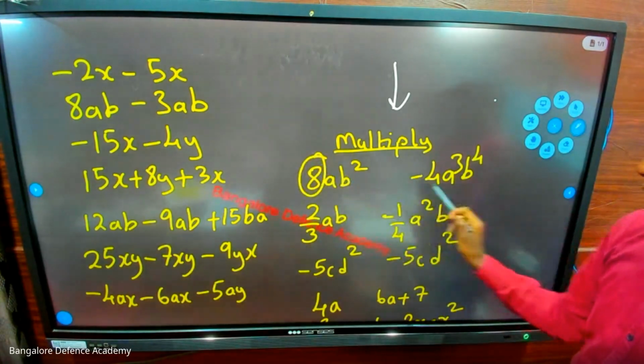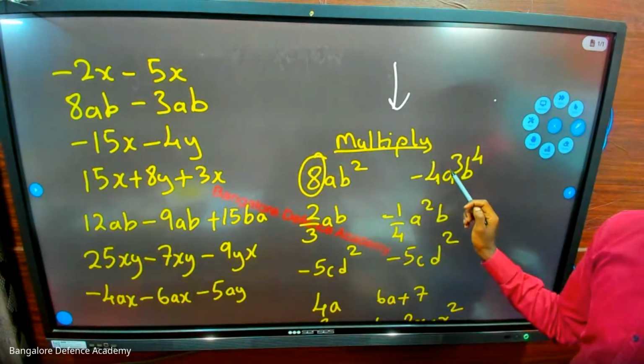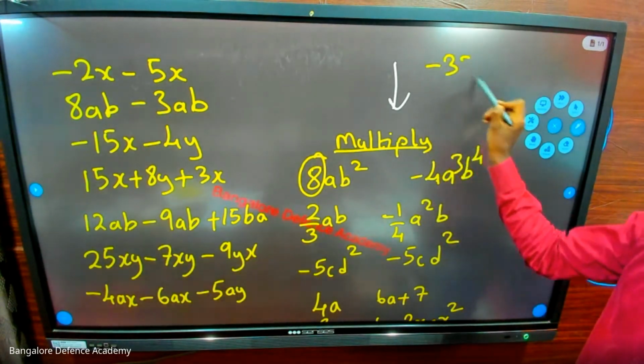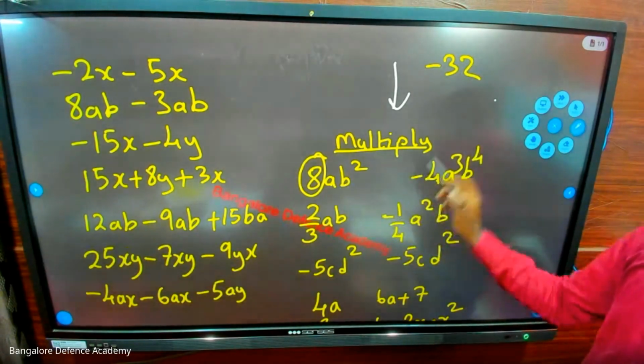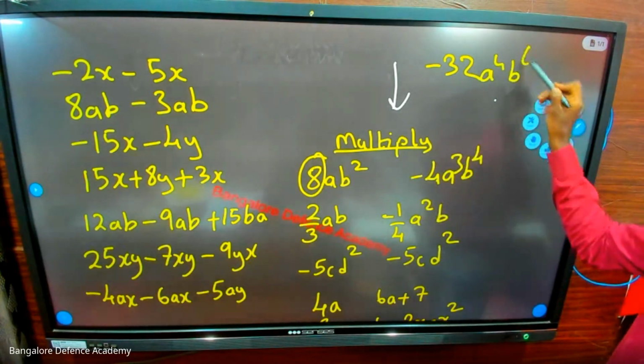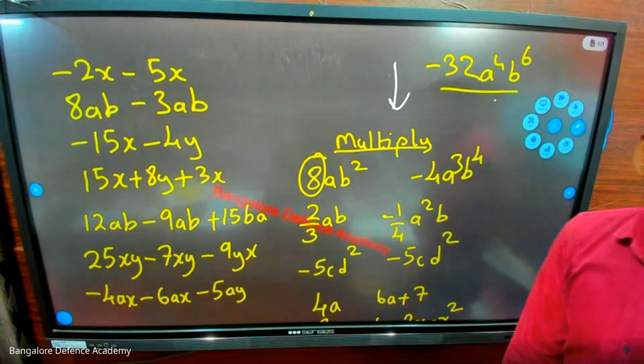Now look at this. We have 8, we have 4. 8 fours are 32. Okay, but here it is minus. So I get minus 32. Now here you have a cube. So can I write a to the power of 4, b square, b to the power of 4. So b to the power of 6. This should be the answer. Is it right? Yes, sir.